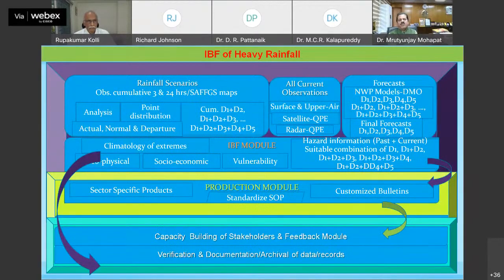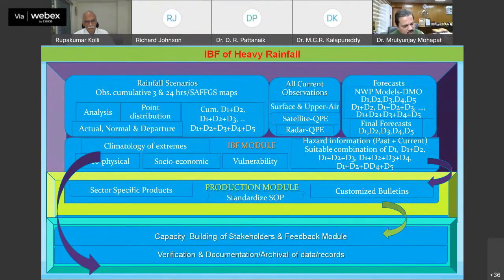If you look at the module we have developed for impact-based forecast of heavy rainfall during monsoon season, you will see that we have considered not only the immediate rainfall, but also the past few days' accumulated rainfall, assessing the soil moisture and the standing water, and hence the impact of the forecast rainfall. We also consider the climate extremes, and forecast up to 5 days of rainfall, and then we go for sector-specific products in the production module, with standardized SOP and customized bulletins.